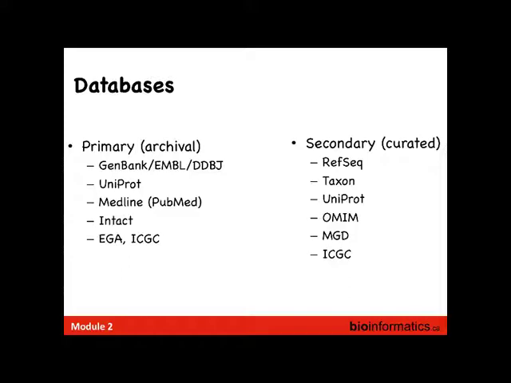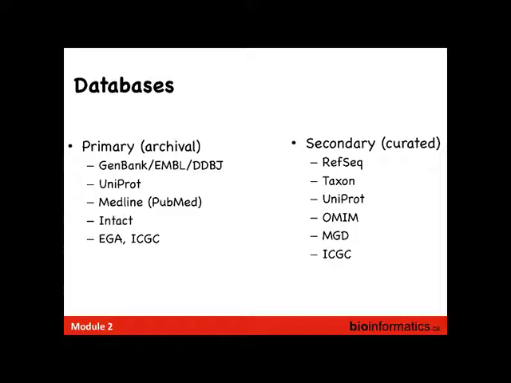So there are two major categories of databases we think about: primary, archival type databases, and secondary or curated databases. Unfortunately some of them fall in both categories because they're archival in nature but also curated. GenBank is considered archival. When I mention GenBank, it's actually GenBank, EMBL, DDBJ, which are the three international databases. UniProt, the protein database, is a primary sequence database because it's derived from primary data, but it's also highly curated.